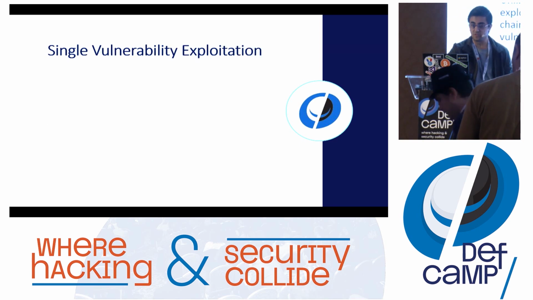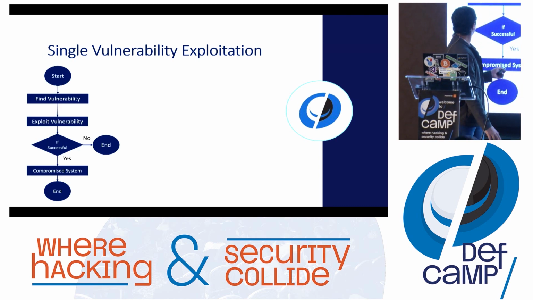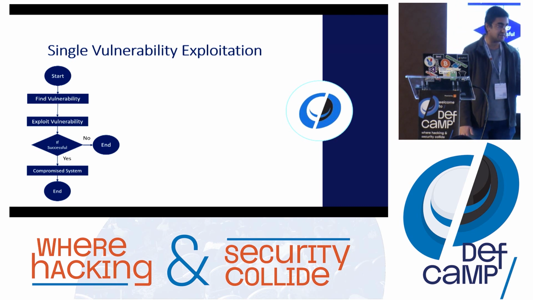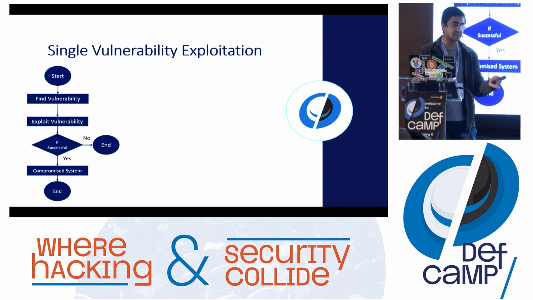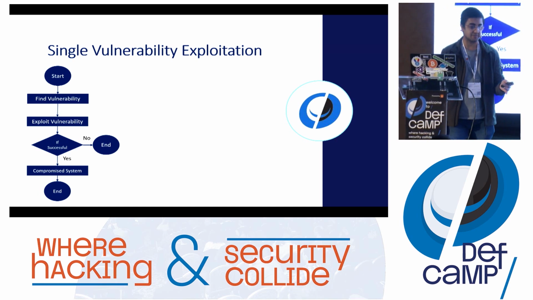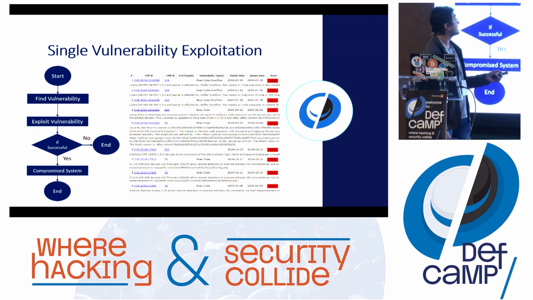When we see a single vulnerability exploitation, we see a very simple graph. You just identify a major vulnerability, like in an assembly like EternalBlue, exploit it, and you will have root privilege of the whole system. These are some examples of high-risk vulnerabilities that can be exploited within one execution step.